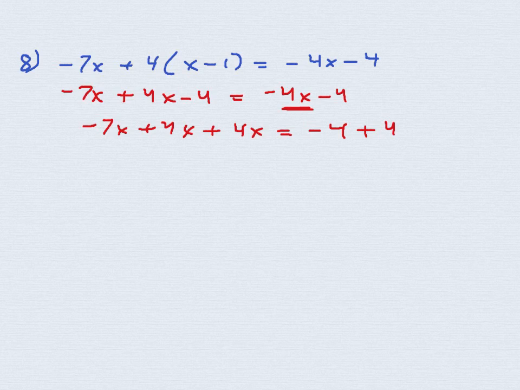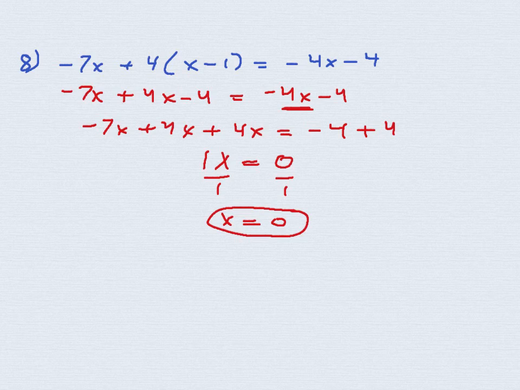Negative 7 plus 4 is obviously going to be negative 3. Negative 3 plus 4x is going to leave you with 1x, or just an x. On the right you're going to have a 0. So if you complete the question and divide both sides by 1, which is kind of silly, but if you did it, your answer would be x is equal to 0. That means the solution is 0.